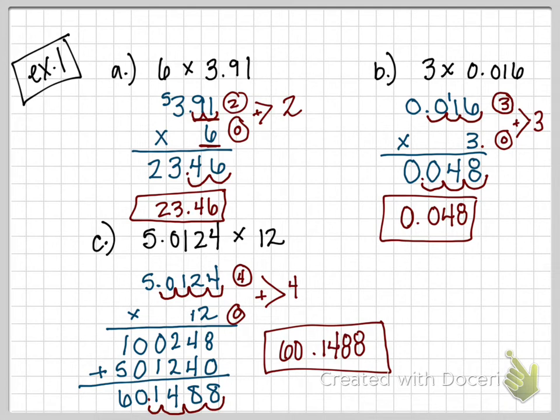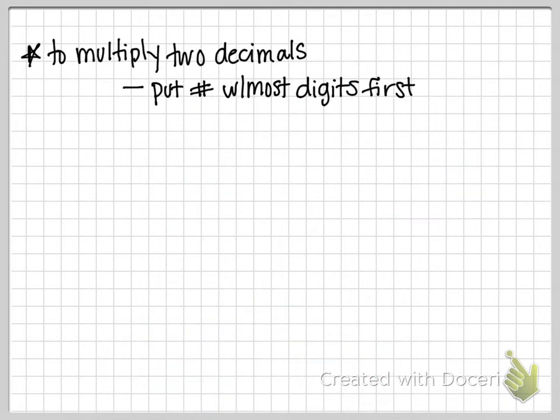Okay. So if you're multiplying two decimals, so like two numbers that have decimal numbers in them, same rules apply. We put the biggest number, the number with the most digits, first. Always. It's going to make your math easier. You'll be less likely to make mistakes. Put the number with the most digits first. I use this, you guys. Okay?